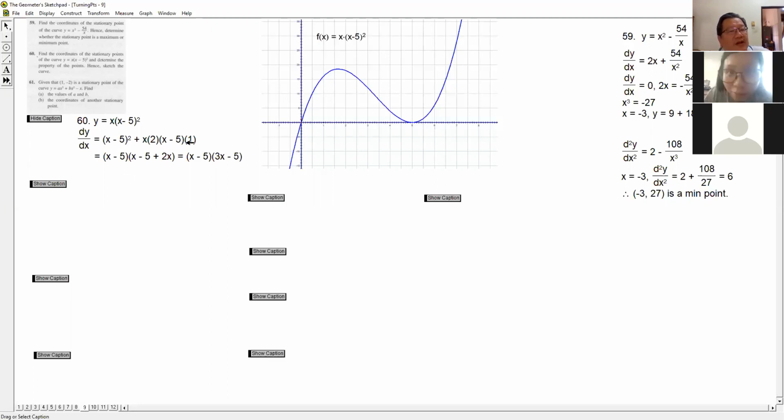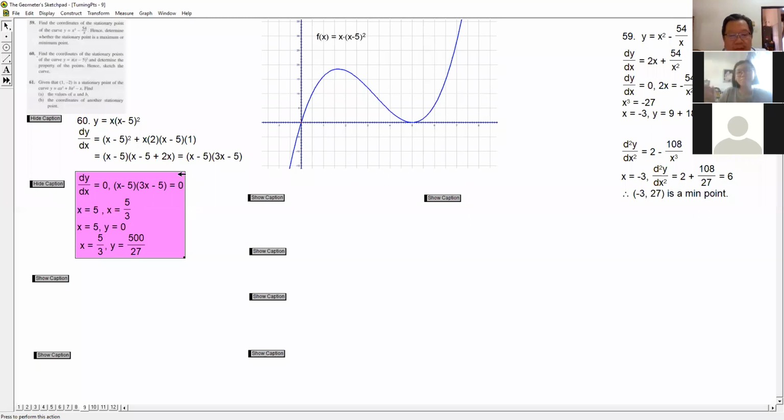After differentiating, you have to factorize. Factorize, then you are in this factorized form. Because we want to find the points, unless you factorize, you cannot find the points. So to find the points, you put dy dx equals to 0, then x equals to 5 or 5 over 3. When x equals to 5, y equals to 0. When x equals to 5 over 3, y equals to 500 over 27.